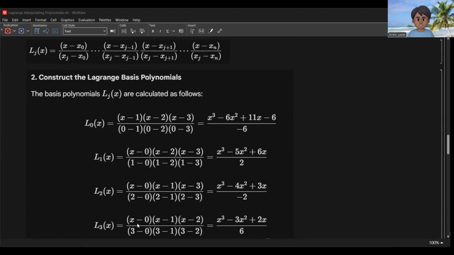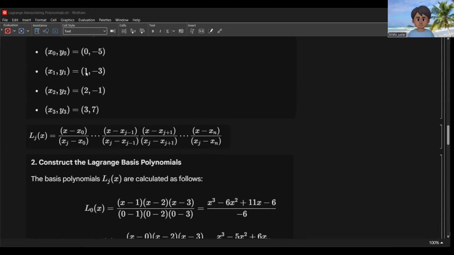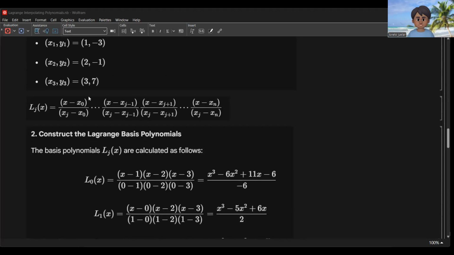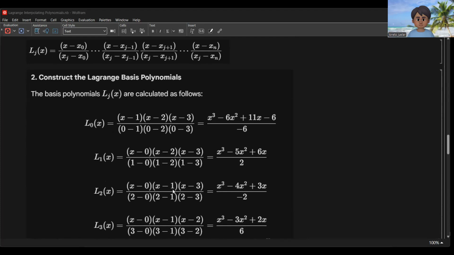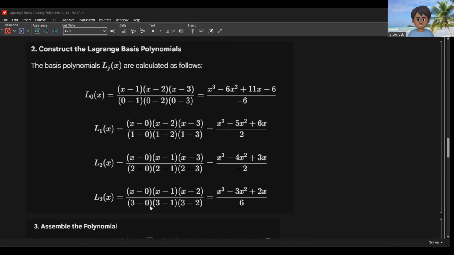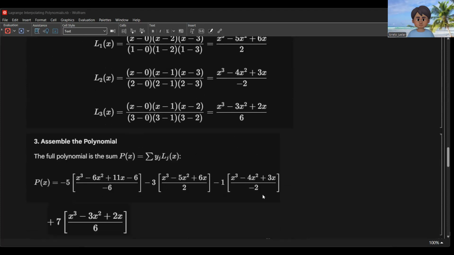Therefore, for l sub 3, x minus 0, x minus 1, x minus 2. We don't include the x minus 3 here. And we have 3 minus 0, 3 minus 1, 3 minus 2. We just copy the 0, 1, and 2 here. So x cubed minus 3x squared plus 2x all over 6.